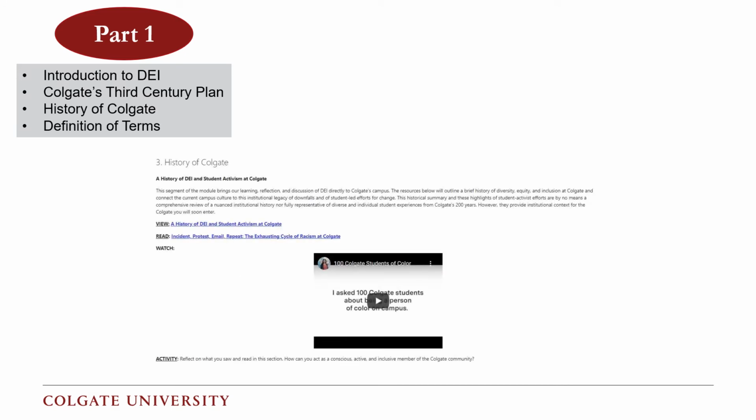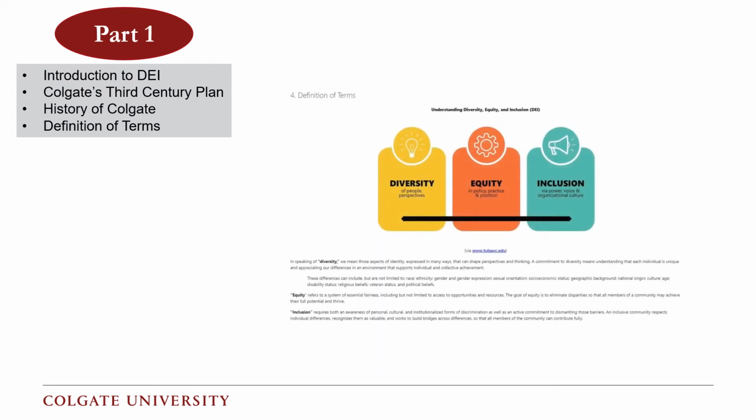Up next, we're going to talk about the history of DEI and how student activism has expanded at Colgate University. And within this part of the module, you're going to learn from 100 Colgate students of color about their raw feelings and understandings about the Colgate environment and how they feel being a student on campus. And we're also going to cover a little bit about diversity, equity, and inclusion, defining all three of those terms and understanding what they mean and where they come from.